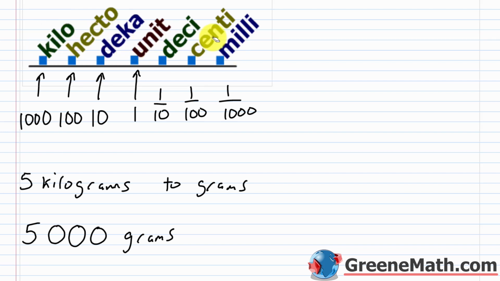The only thing you might struggle with is memorizing this part right here. And a lot of students will remember king for kilo, Henry for hecto, died for deca, unexpectedly for unit, drinking for deci, chocolate for centi, and milk for milli. So king, Henry, died, unexpectedly, drinking, chocolate, milk. So hopefully you can remember that. If not, if you just write out the prefix chart a few times while you're doing some examples, you will memorize it.